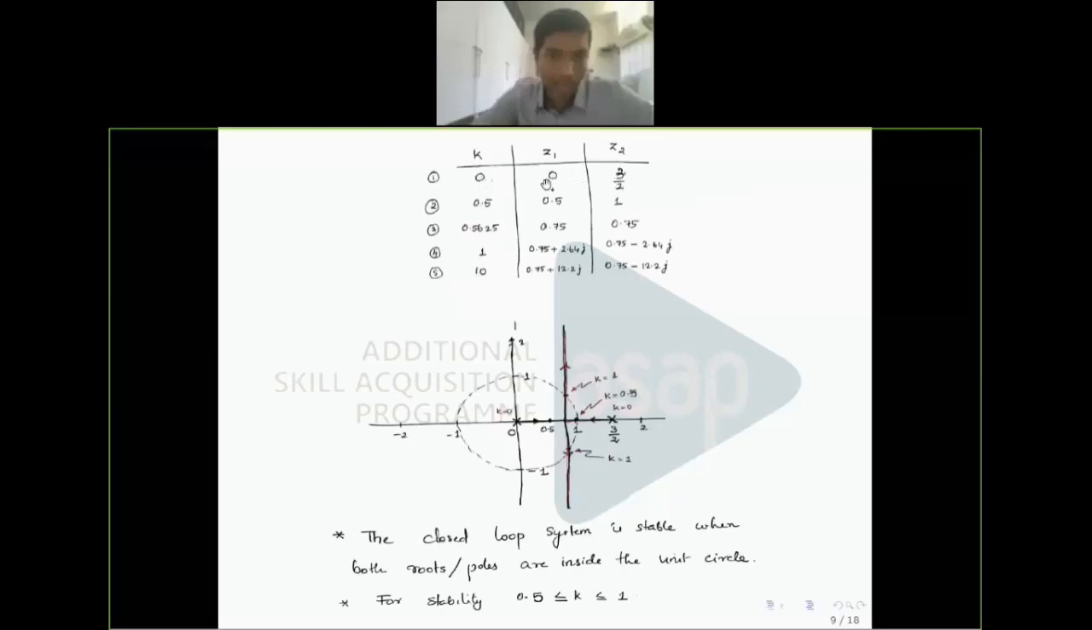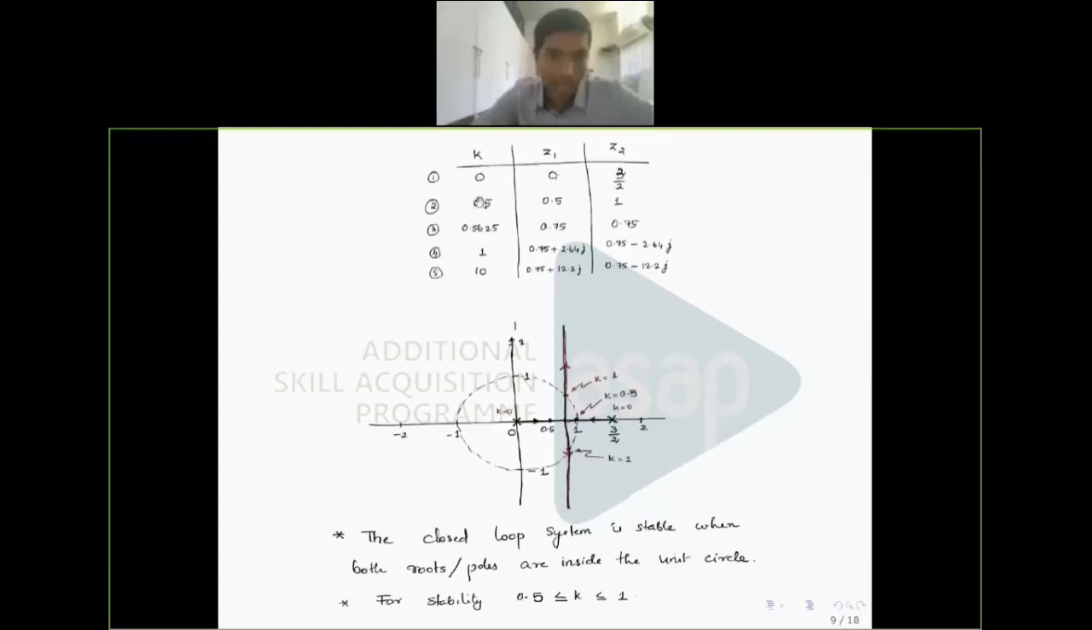So please note that when capital K is 0, the closed loop poles are nothing but open loop poles. What were the open loop poles? The open loop poles were 0 and 3 by 2. So when A is equal to 0, the closed loop poles turn out to be the open loop poles itself. Okay, so you keep in mind that particular thing. So when K is equal to 0, closed loop poles are open loop poles itself.